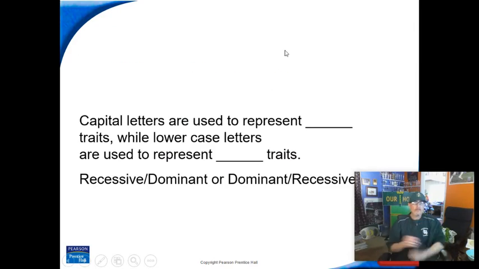Capital letters are used to represent blank traits, while lowercase letters are used to represent blank traits. Dominant in the first blank, recessive in the second. Yeah, that's dominant traits, capital letters, recessive traits, lowercase letters.